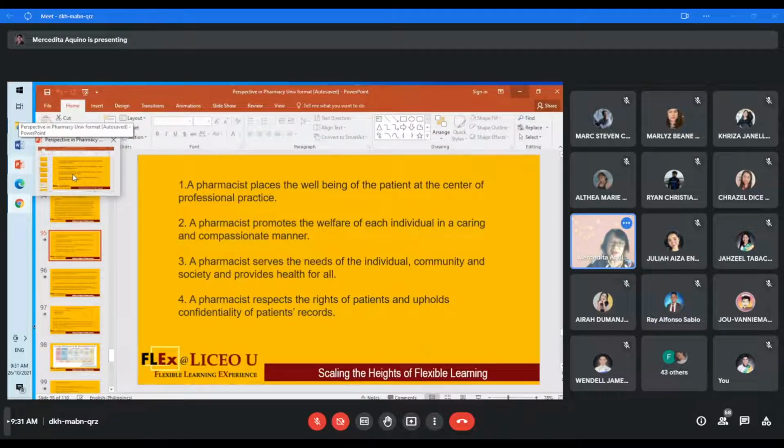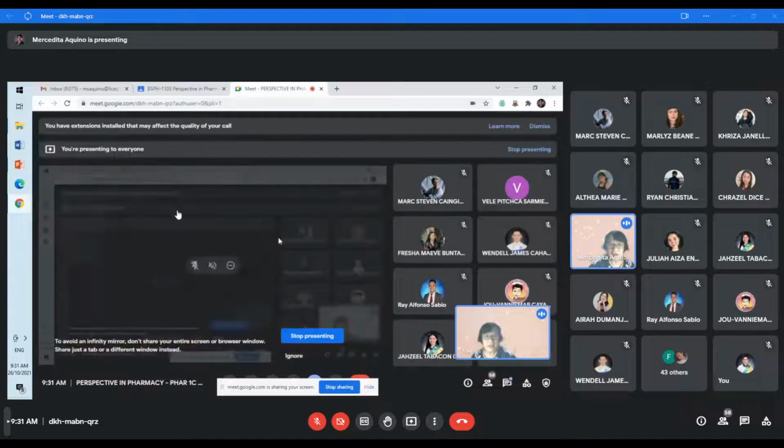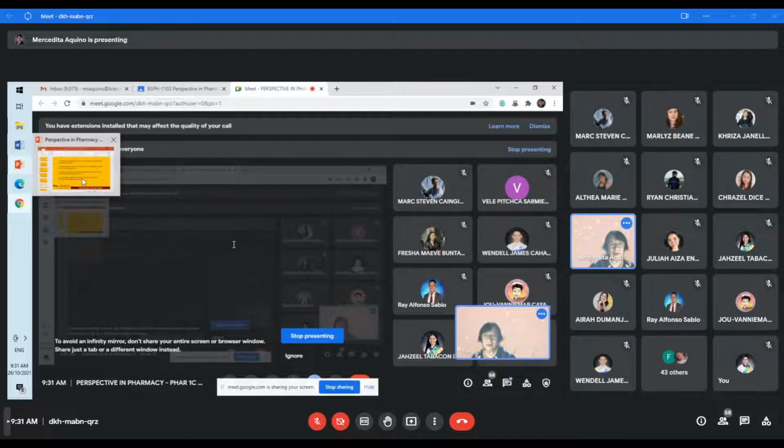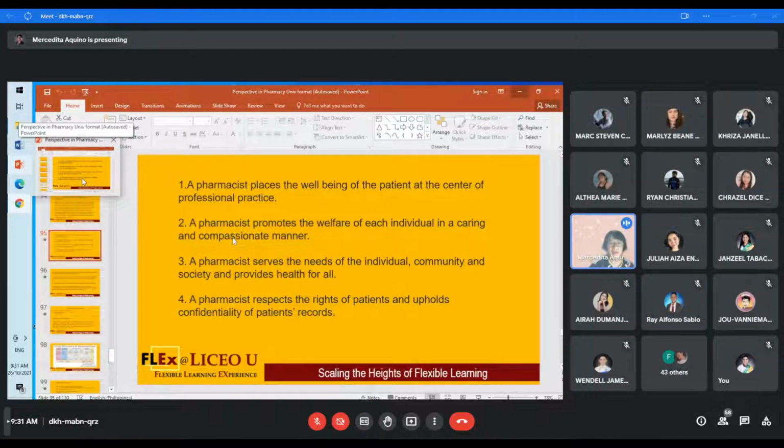Number 4, a pharmacist respects the rights of patients and upholds confidentiality of patients' records. Okay? Respects the rights of patients and upholds confidentiality of patients' records. Anyone who can give his or her opinion on this, respects the rights, and upholds the confidentiality?